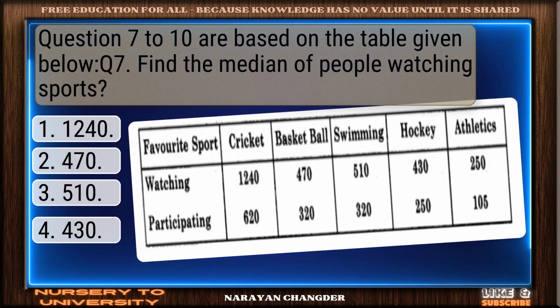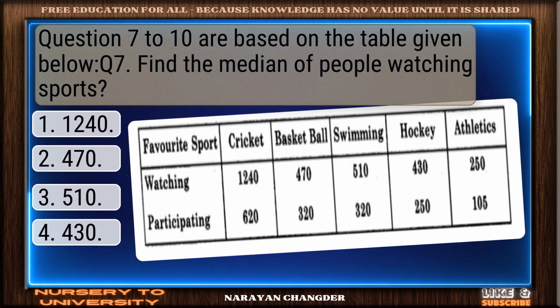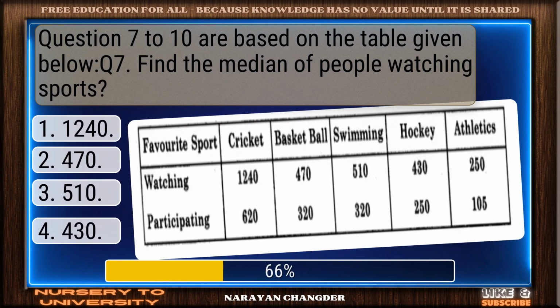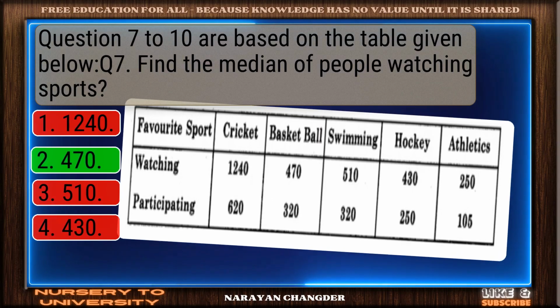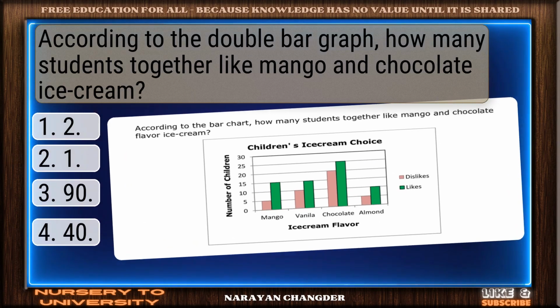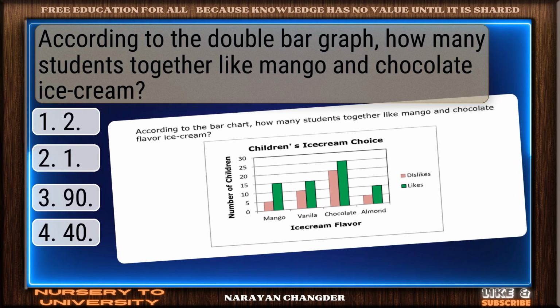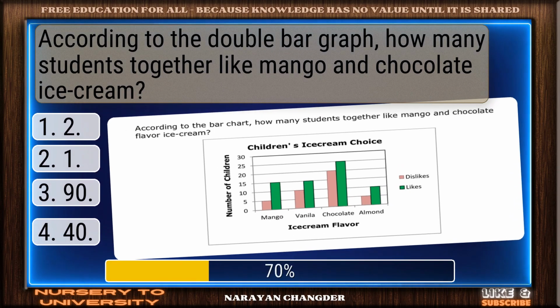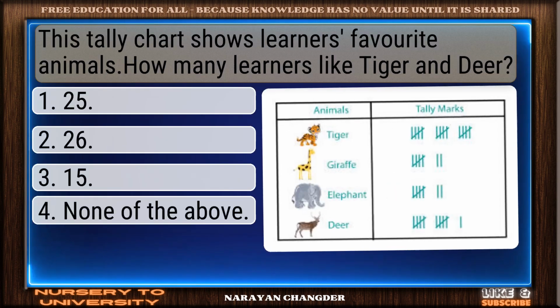Questions 7 to 10 are based on the table given below. Q7. Find the median of people watching sports. On track. 470 is the correct answer. According to the double bar graph, how many students together like mango and chocolate ice cream? You're right. 40 is the correct answer.